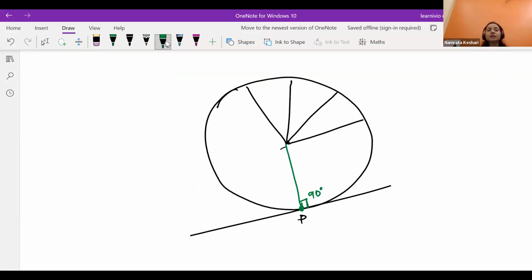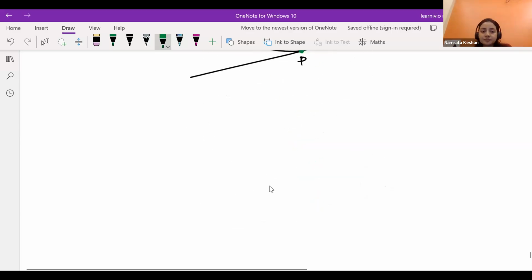We have just discussed the proof of this theorem. Okay, I have not written the statement, you just try to understand, okay, because it is just a statement based theorem. Okay, so I am explaining why this will be 90 degrees. Understand carefully.